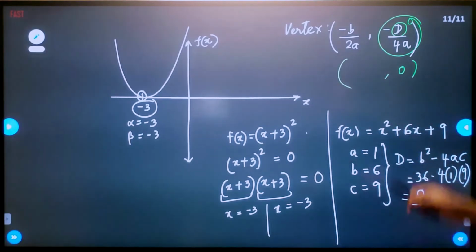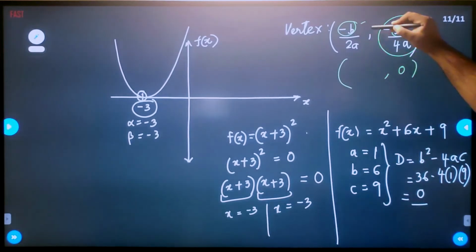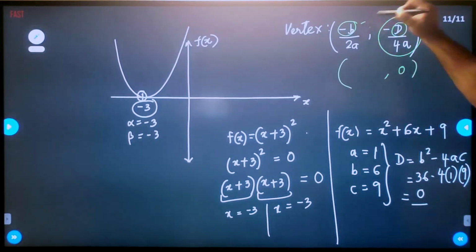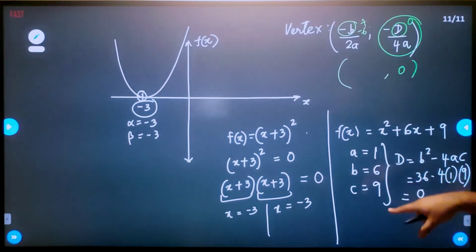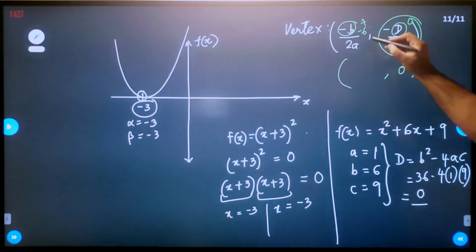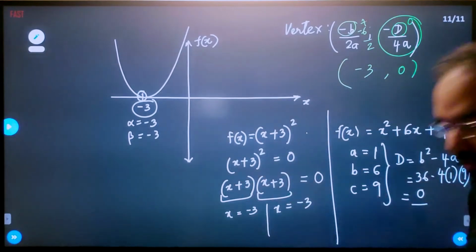What is minus b? b is 6, so this is going to be minus 6. Oops. Why is that not writing? Good question. So this is going to be minus 6, I just write it there. And 2a is going to be 2 into 1, which is 2. What is minus 6 by 2? Minus 3. Tada! You see?